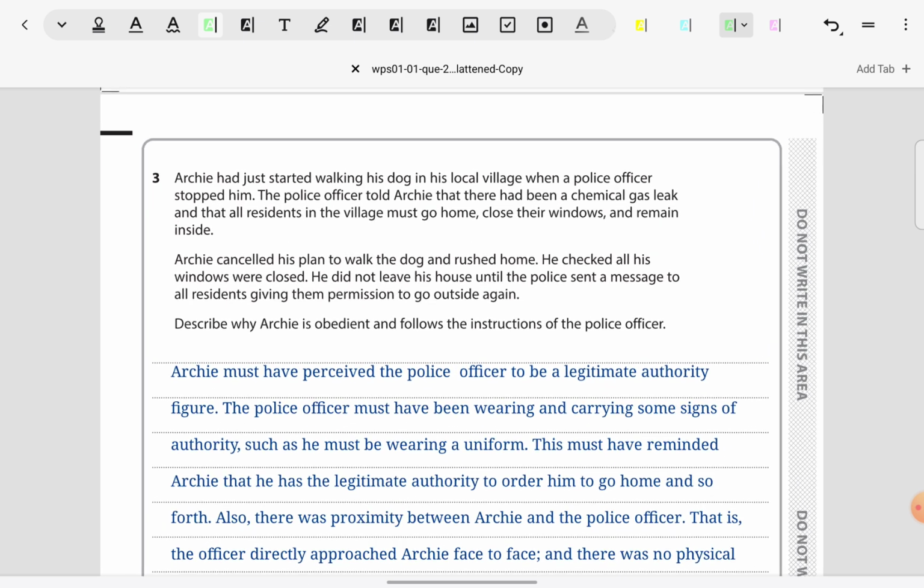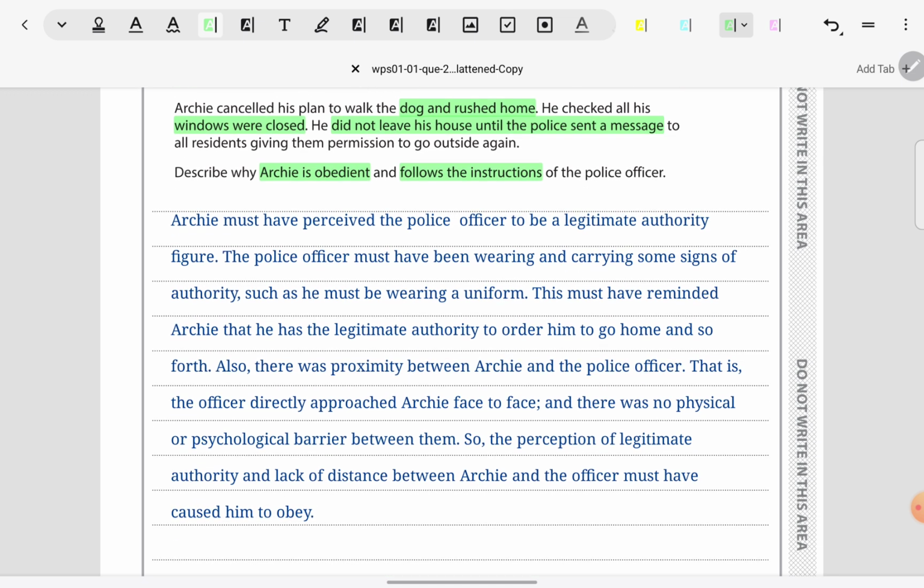First, they have given a scenario. I'll just read it out quickly. Archie has started walking his dog in his local village, and there a police officer stops him, tells him to go back to his home, close his windows and be inside because there is some chemical gas leak. And Archie immediately stops walking the dog. He rushes home. He sees that all the windows are closed, and he does not leave his house till the police sends a message that all the residents are now allowed to go outside again.